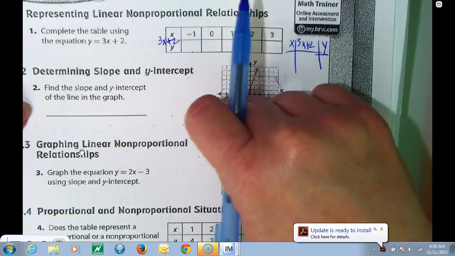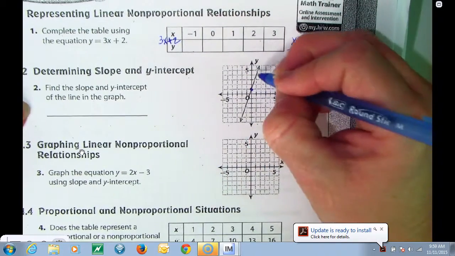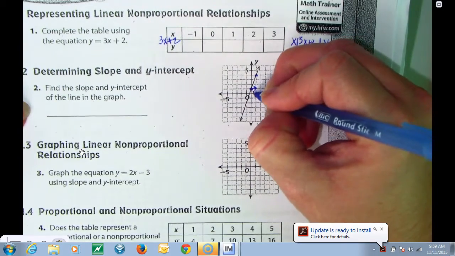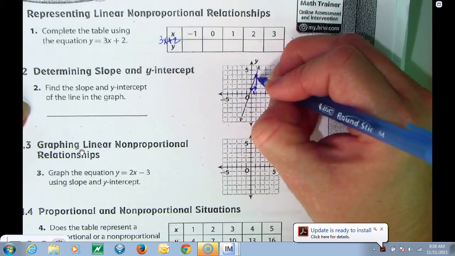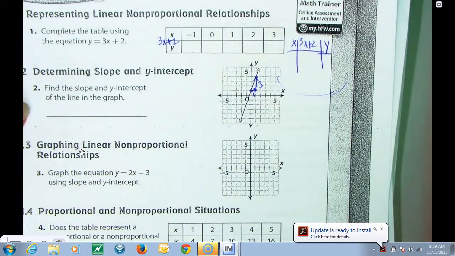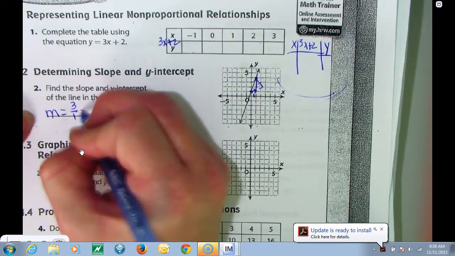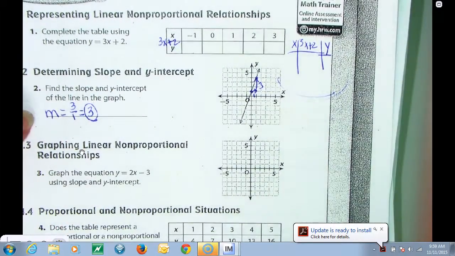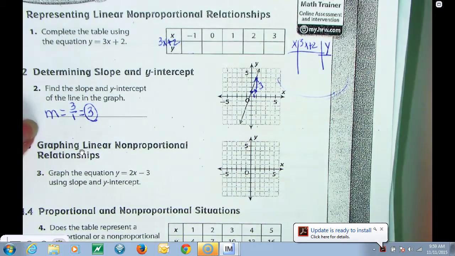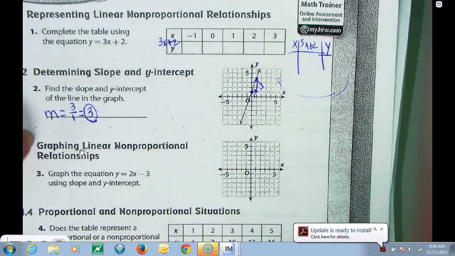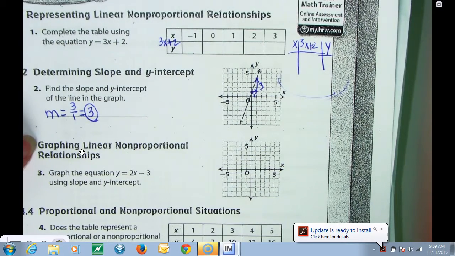Number 2, do you know there's people that did not show any work right here at all? What you think? I'm going to pick 2 points. I'm going to go over 1, and I'm going to go up 3. So the slope is 3 over 1, which is 3. You have got to show me the work. You got to go put the numbers on there. That's all I'm asking. David, blue pen, and get ready to correct the one you missed, or 2 you missed.